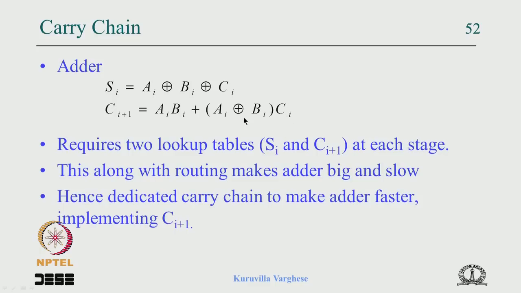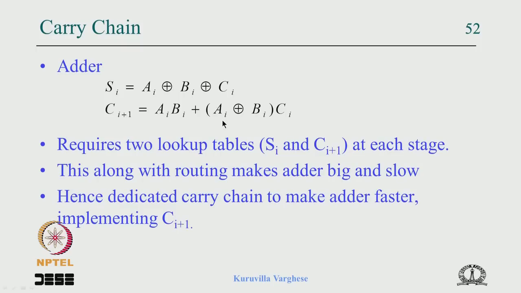And many times we simplify it by an inclusive OR, where we say Ai or Bi. It's a bit of redundancy, because when you say Ai or Bi, it includes 1,1 also. It doesn't do any harm, because 1,1 anyway generates a carry. But we will look at the correct optimized equation, because it enables us to implement a carry circuit.